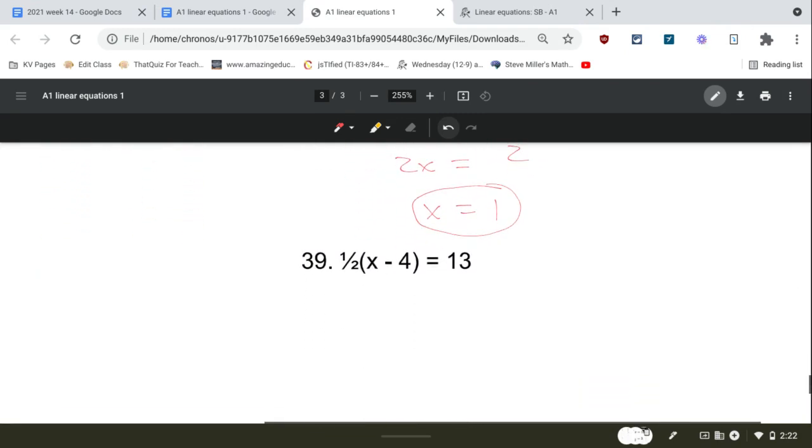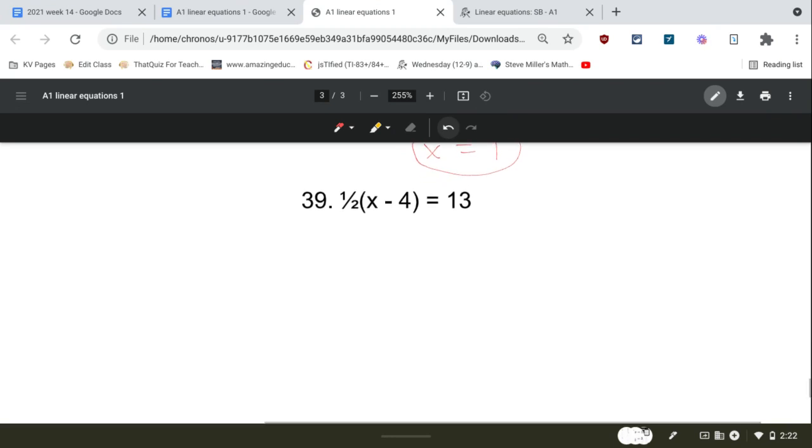Okay, on number 39. What am I going to do this time? I could clear the denominator by just multiplying by 2 first, or dividing by 1/2 first, whatever. I'll distribute. 1/2 times x is 1/2 x, and then 1/2 times negative 4 will be half of 4, which is 2. Still have a 13 on the right-hand side. So I'm going to move my 2 over.